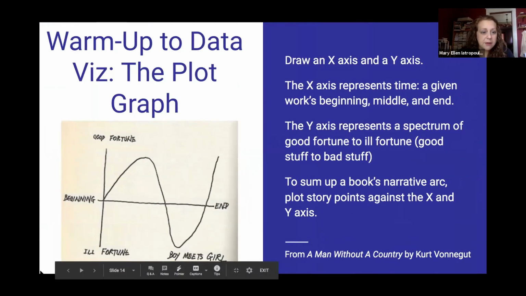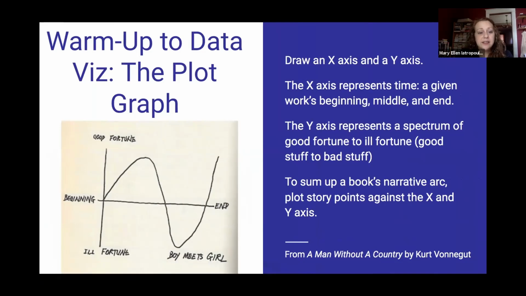And then, and this is maybe my favorite warm-up activity to visualizing data, is the plot graph. So this comes from another memoir, A Man Without a Country by Kurt Vonnegut, where Kurt Vonnegut takes the approach of looking at plots of stories as though they were scientific information and graphing them. So he starts with an XY axis where we have the X line that represents the beginning of the story and the end of the story, so time. And then we have the Y-axis, which represents a spectrum of good fortune to ill fortune. So good stuff happening and not so good stuff happening.